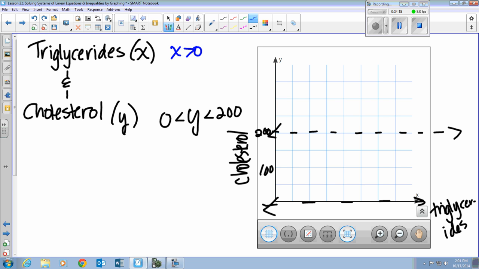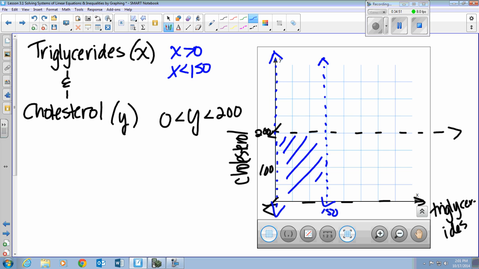Triglycerides, my X's have to be greater than 0. So everywhere along here, X is equal to 0. So greater than 0 is here and to the right. And my X has to be less than what? 150. So maybe what do I want to count by on the X-axis? 50, 100, 150, right? So everywhere along here, X is 150, and I want less than 150. So I want greater than 0, less than 200 in cholesterol, greater than 0, less than 150 in triglycerides. This is the region that makes all 4 of those inequalities happy.